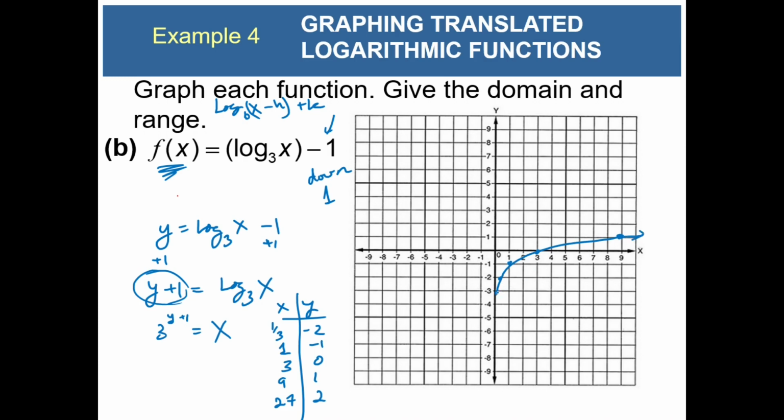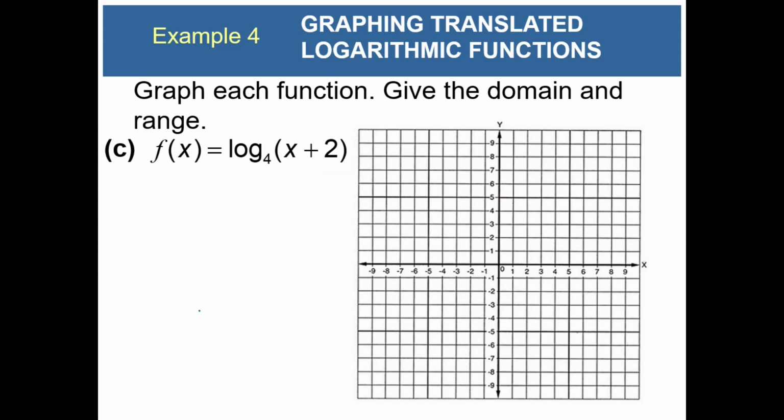And here's our graph, and we'll draw a vertical asymptote. We have the y-axis is our vertical asymptote again. Domain is from 0 to infinity, and our range is from negative infinity to infinity. Part C, let's graph f of x equals log base 4 of x plus 2.